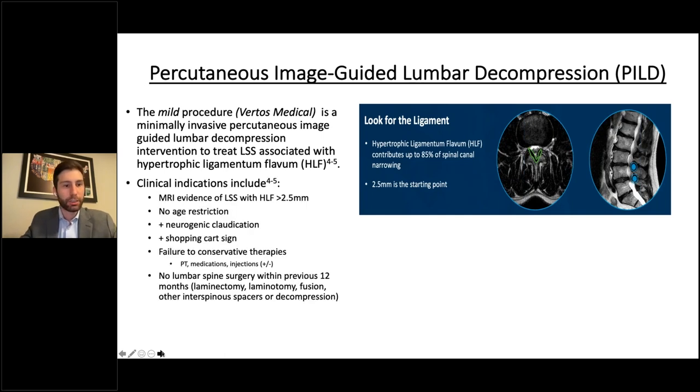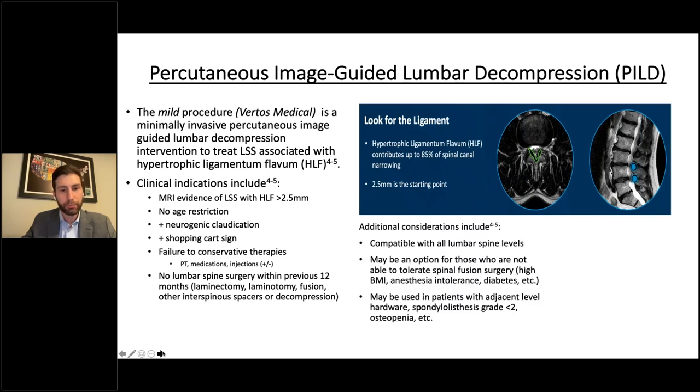Clinical indications include evidence of ligamentum flavum hypertrophy greater than 2.5 millimeters. There are no age restrictions, neurogenic claudication and a shopping cart sign, failure of conservative therapy such as physical therapy, medications, and injections, and no lumbar spinal surgery within the previous 12 months, such as laminectomy, laminotomy, fusion, or other kinds of interspinous spacers or decompression.